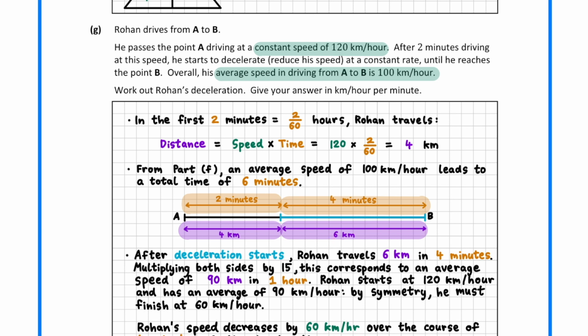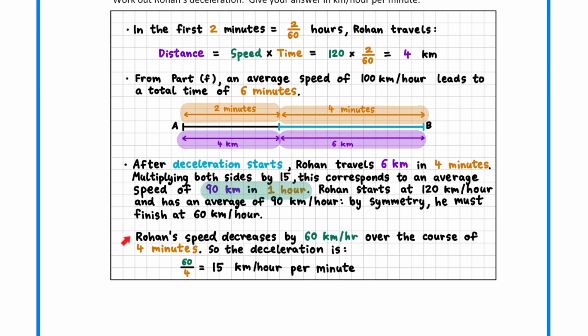So, over the second section of the journey, Rowan has travelled 6 kilometers in 4 minutes. Scaling up by a factor of 15, we can deduce that Rowan has an average speed of 90 kilometers per hour in the second section. He starts at a speed of 120 kilometers per hour, so to end up with an average of 90, he must finish with a speed of 60 kilometers per hour.